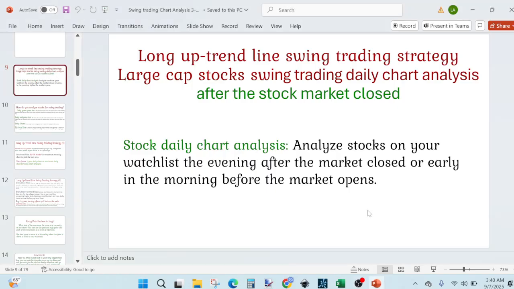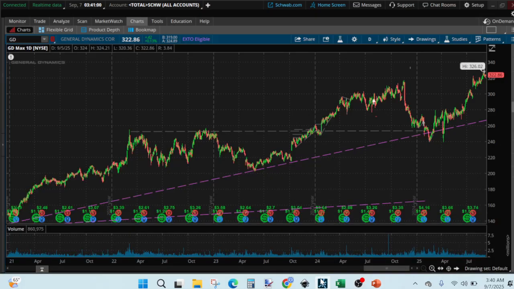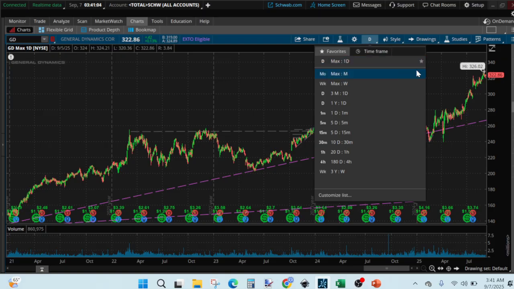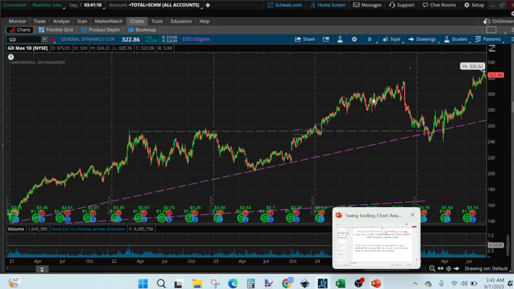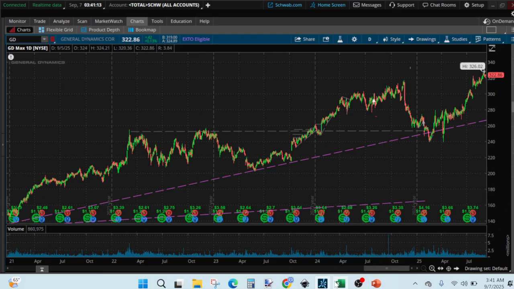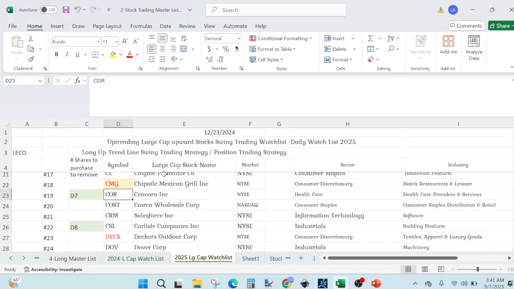Hello, how do I do my daily chart analysis of large cap stocks for swing trading purposes? We have our maximum daily chart open here on the Think or Swim platform, and we have our watch list open here. We are going to analyze a few.